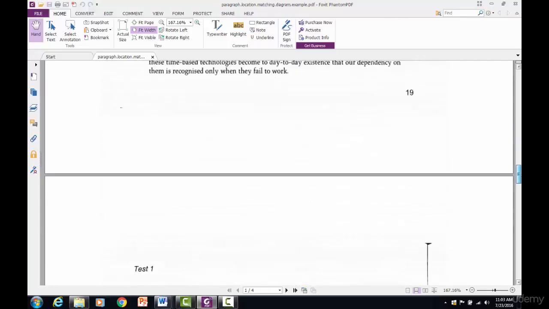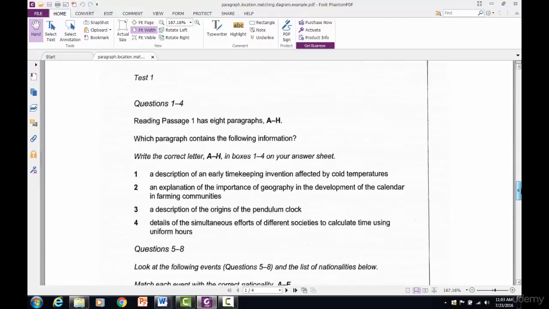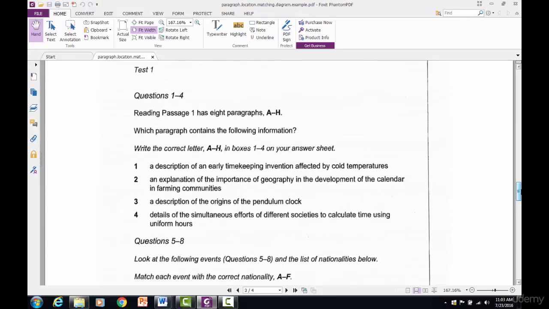Okay, so now if you notice with this set of questions, this is interesting. I'm going to go off on a little sidebar. You see the first set of questions here is a paragraph location question. It says which paragraph contains the following information, like 1, 2, 3, 4. So this question appears first. It's before the matching question.